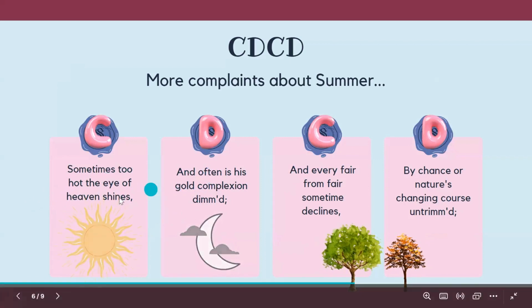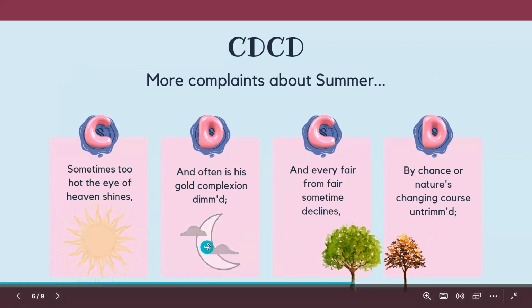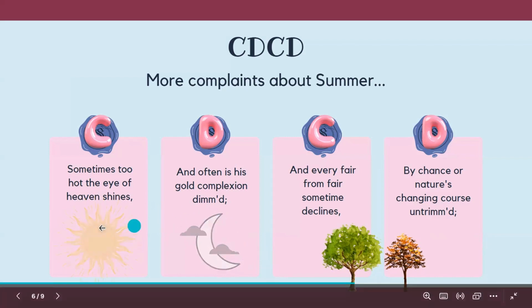And in contrast, often his gold complexion is dimmed. Shakespeare says the sun is a "his." His gold complexion is dimmed. Meaning that sometimes the sun is not hot, and perhaps it means that the sun turns into a moon, so his complexion suddenly dims. So on one hand, it's too hot, and on the other hand, it's too cold. Okay, it's not constant.